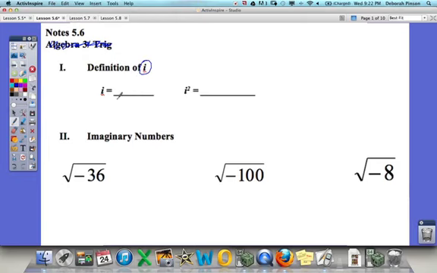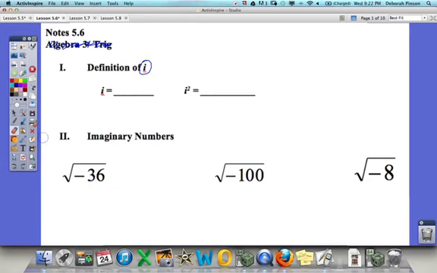Now, here's what happened. If you had a negative inside your square root, it's just not possible. People will say the square root of negative 36 is negative 6. But the problem is negative 6 squared is a positive 36. It's not really possible to get a negative inside the square root, because anything squared is a positive number, not a negative.